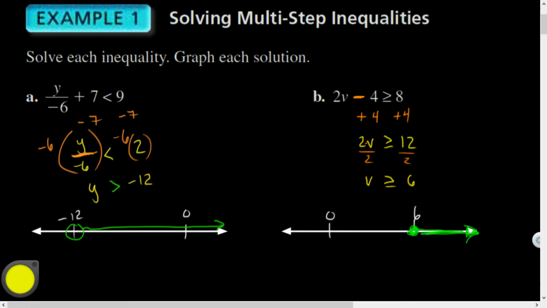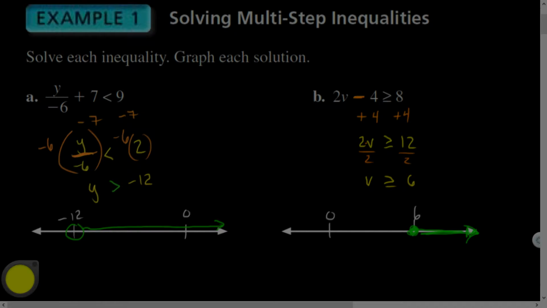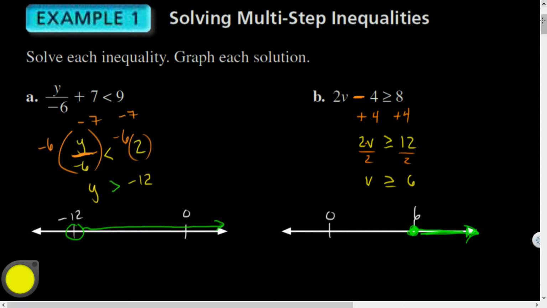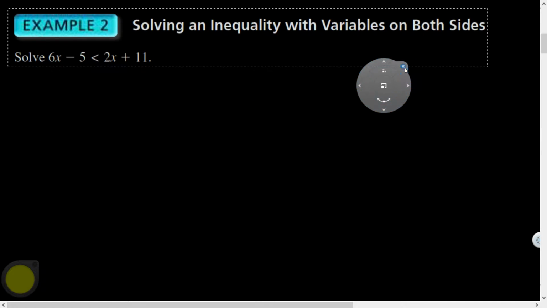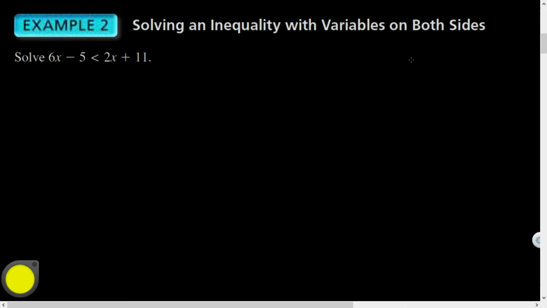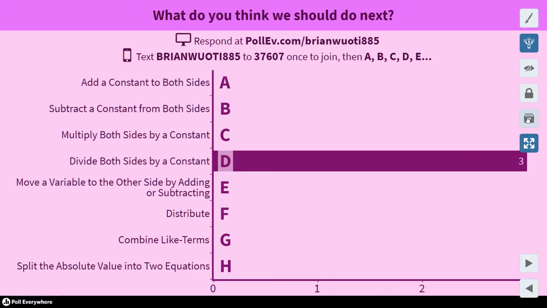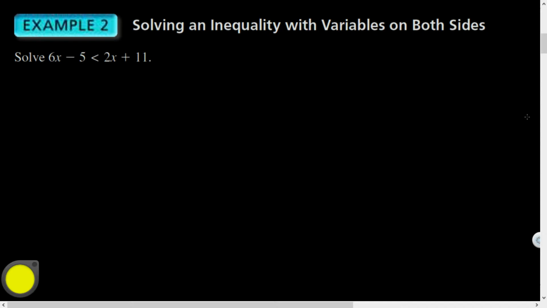These problems are going to get a little bit tricky today. Let's jump down to example 2. I was going to have us do a monitoring progress, but I'm interested in some of the trickier problems later. But you've got plenty of practice you can do on your own if you'd like, or during an ACE block. All right, let's get the voting going. Let me clear the results. And what is the first step when solving this inequality?